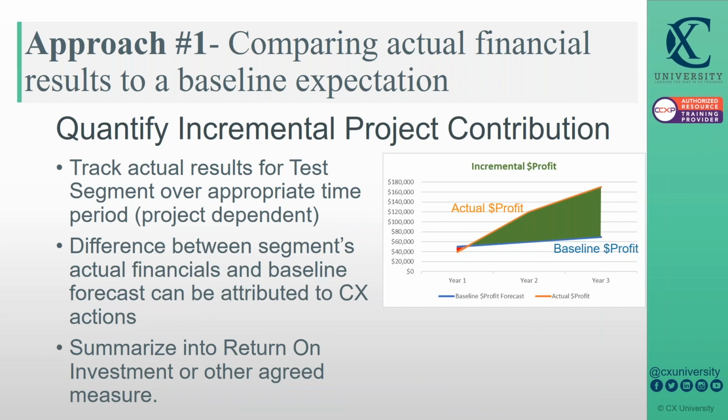So those actual results, if you look at the chart on the right, will be the orange line, which is the actual dollar profit. You compare to the baseline, and the shading in between, the red in the beginning and the green later, is the incremental profit that is the return on the investment that you're measuring. And obviously you'll want to summarize that into a return on investment or other agreed upon measure. So that's the way you would approach showing causality of customer experience actions with a baseline expectation.